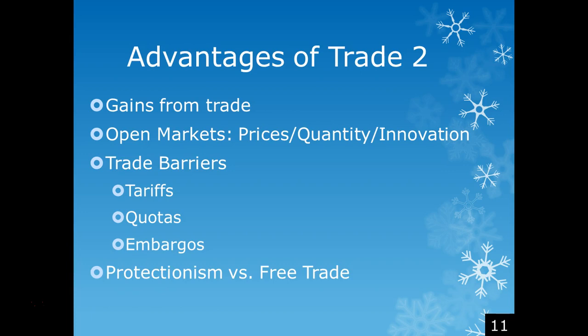Protectionism is the idea that we'll protect our companies in the country by using tariffs, quotas, and embargoes to make it harder for other people to compete with us. And that helps protect jobs, but it also hurts the consumers because everything is more expensive and harder to get if we're not allowing other countries to trade with us.